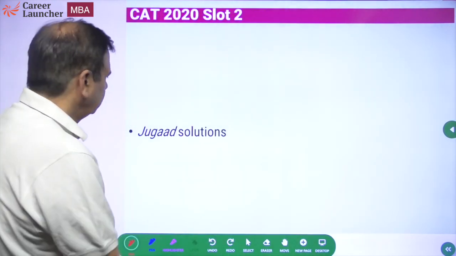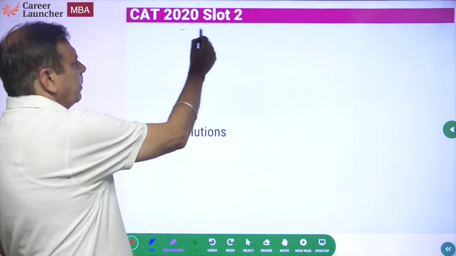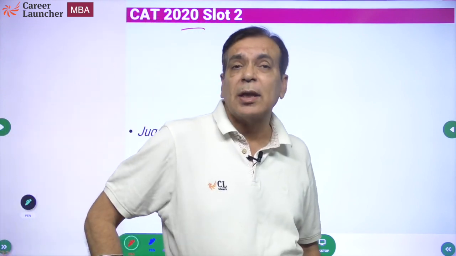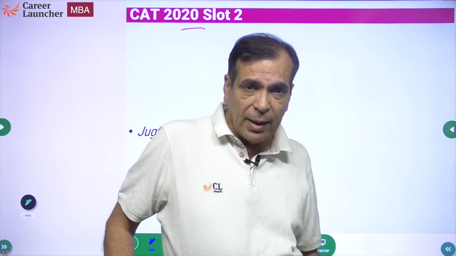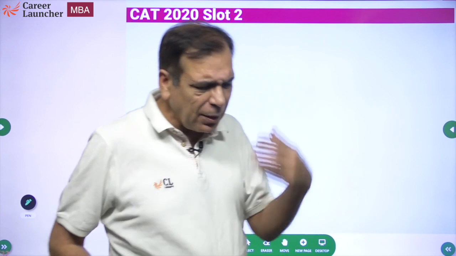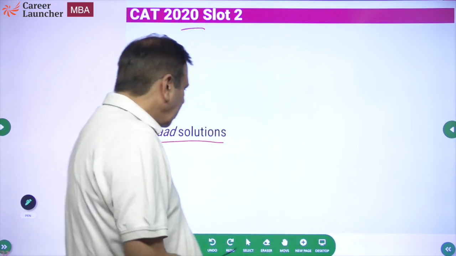Okay, so chalo. Let's look at CAT 2020 paper slot 2 and let's look at the Jugaad solutions. Wherever required, I'll also tell you which are the questions I would not attempt in the paper and why. And I'll also tell you which are the easy questions जो तुम कर ही लेते and कहीं पे जरूरत होगी तो I will share the solution also if required.